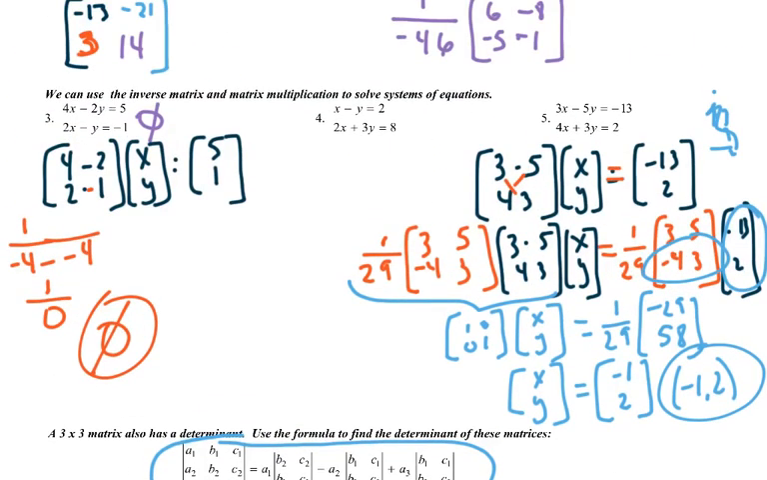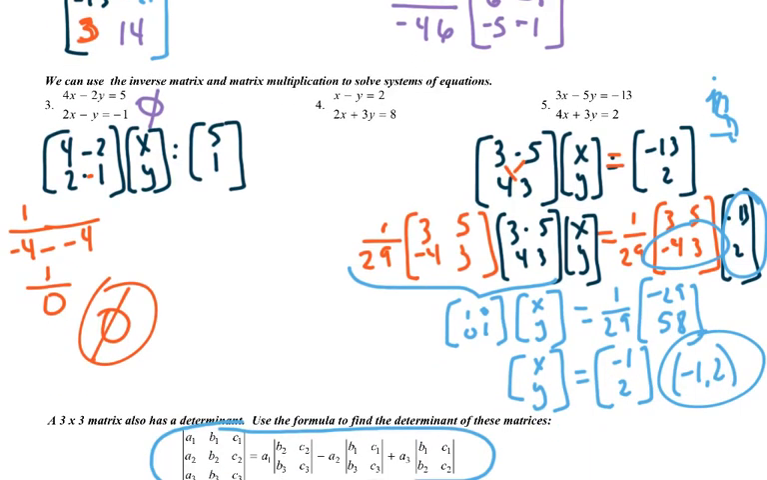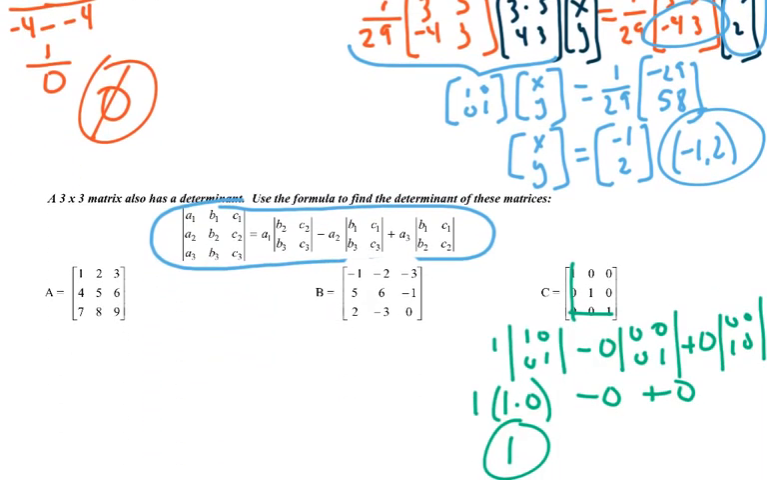So yes, this is a little bit of what we're doing today: reviewing multiplying matrices, finding the inverse of a 2 by 2, using that inverse to solve a 2 by 2 system, kind of the main thing, and then this process of finding the determinant of a 3 by 3.